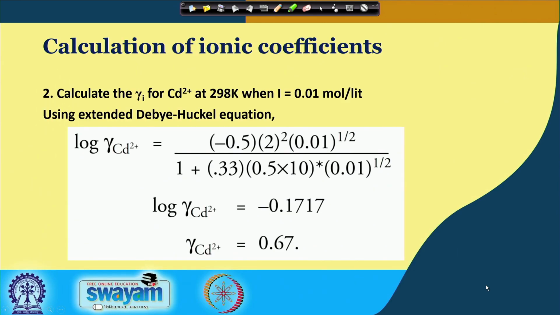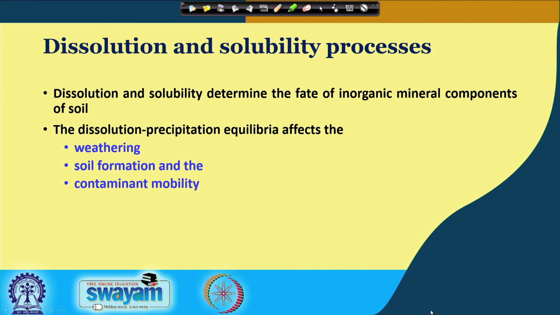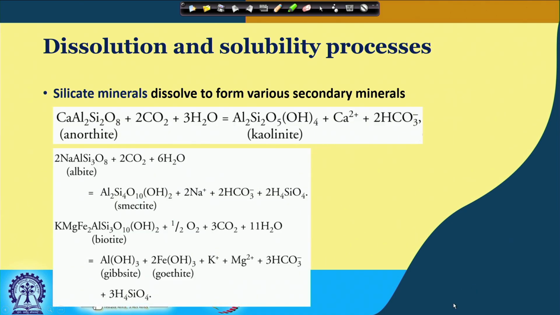And also, I have shown you how to calculate the activity coefficient for cadmium ions at a particular temperature and with a particular ionic strength. Then we have talked about dissolution and solubility. Remember, dissolution and solubility control weathering, soil formation and contaminant mobility. For different soils, calcareous minerals like gypsum dissolve relatively rapidly and congruently, and we have also talked about what an incongruent reaction is.